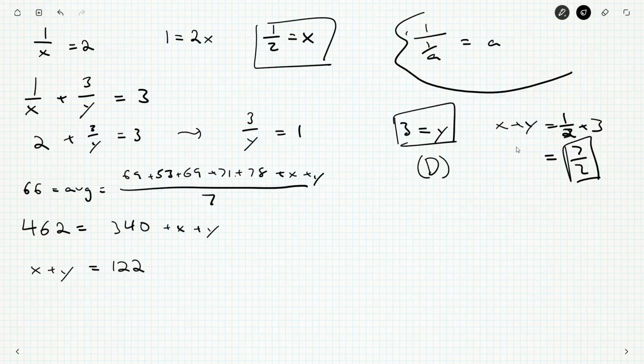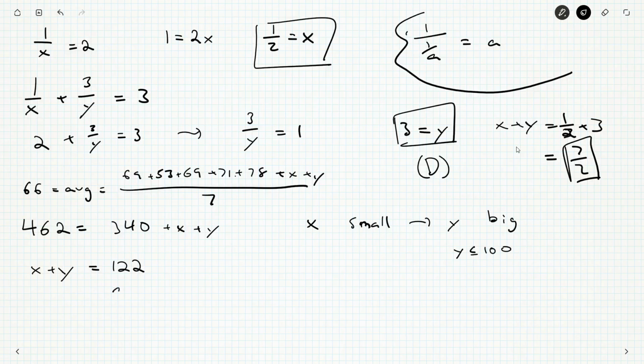Okay. Now, the marks are out of 100. Now, we're trying to figure out what's the smallest X could be. So if X is as small as possible, then Y should be as big as possible. So we want X to be small, Y to be big. Well, what's the biggest Y can be? Just like X couldn't be a negative number, Y can only be at most 100.